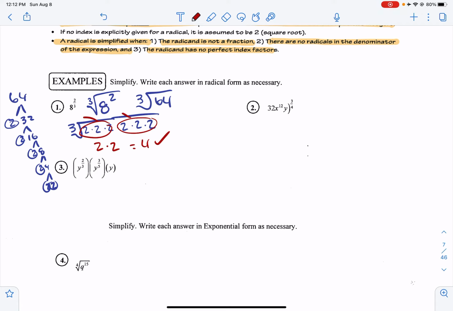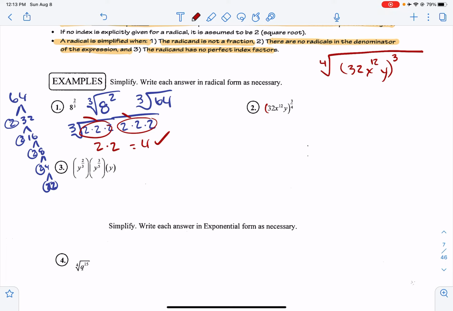Okay, number 2, a lot messier than number 1. And I forgot a parenthesis right there. So 32, x to the 12th, y, all of that is being raised to the 3/4. I got to get rid of that fraction. And to do that, I take the 4, and I'm going to actually start writing up here a little bit. I take the 4, and that goes on the outside. That's my index. And the 32, x to the 12th, y, still has the 3 as an exponent. The 4 moves to the outside. The 3 stays on top.